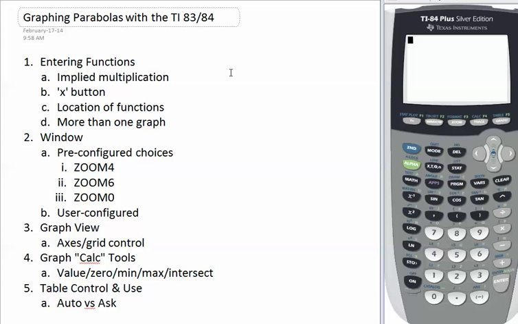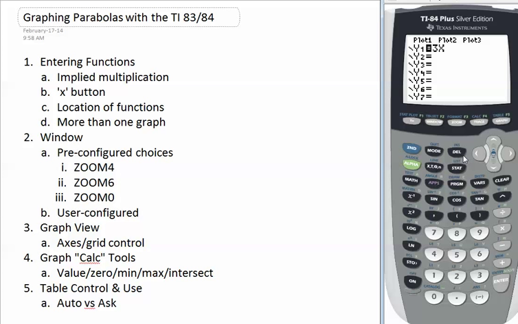Get your calculator, turn it on, and push the Y= button, and this is where we enter functions. It's set up for functions because it has a y output based on a rule using x for an input. So first up, implied multiplication automatically happens. So if we had something like 3x, I don't need to put the multiplication symbol in. 3x is recognized by the calculator as 3 times x. So we don't need to worry about multiplication in those sorts of situations.